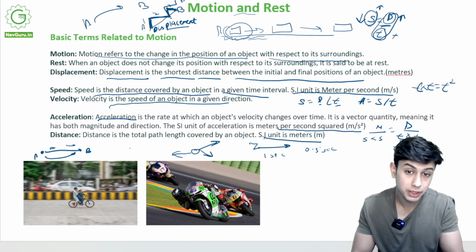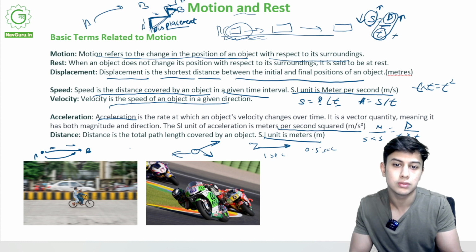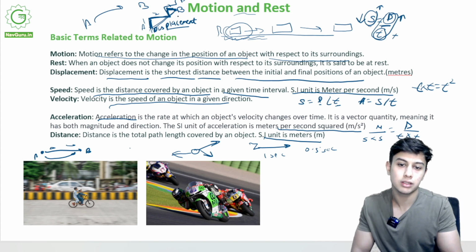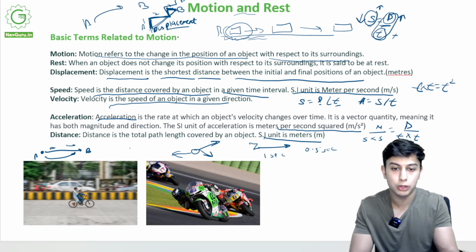I traveled 4 meters, but the displacement would be less. Supposedly this is only 2 meters. Displacement is lesser as compared to the distance. That is with respect to the position.